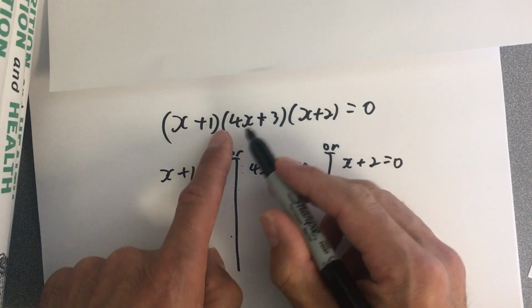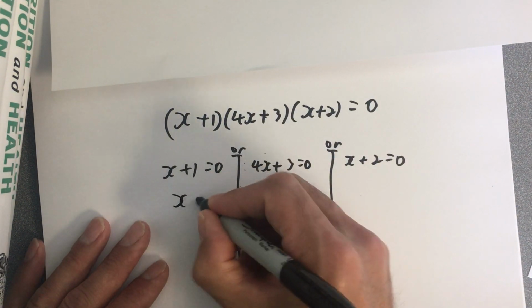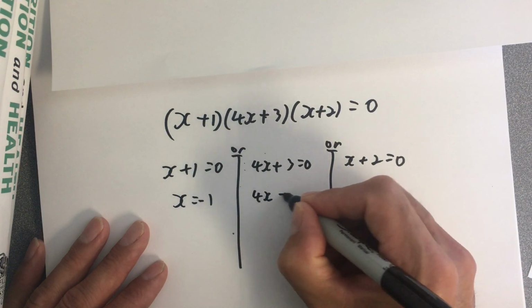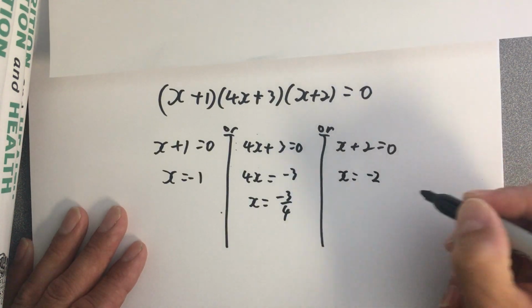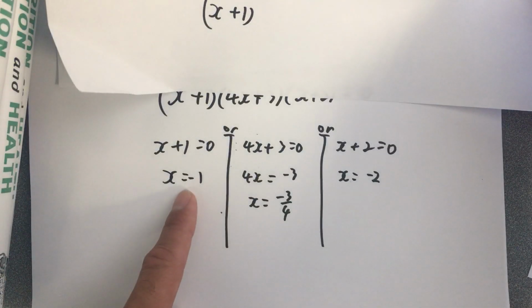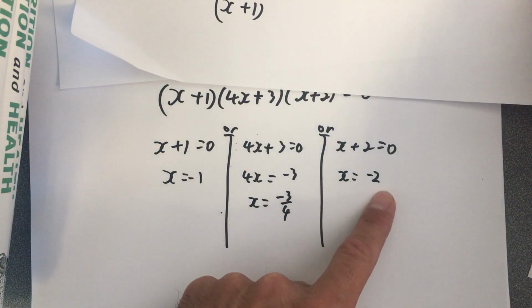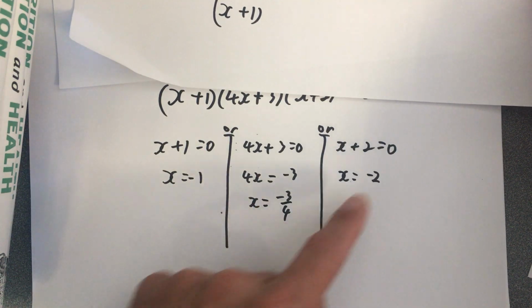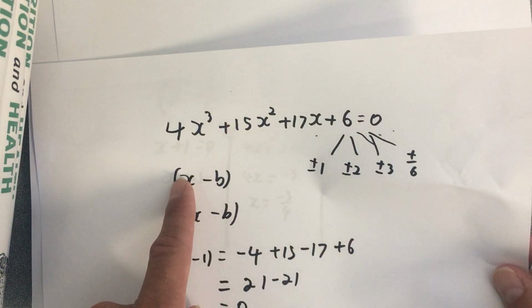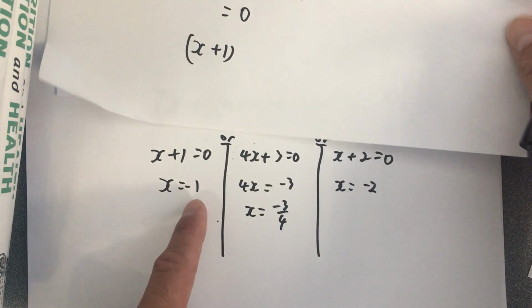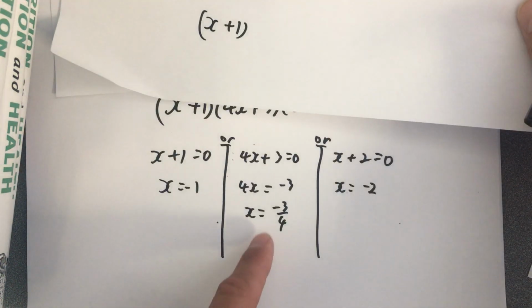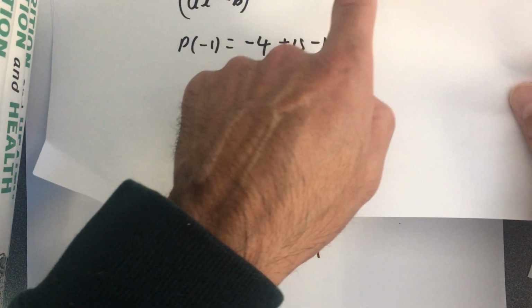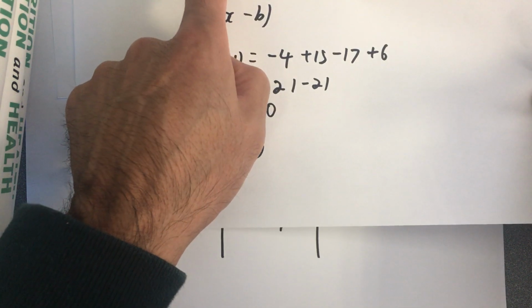I like doing this when one equation splits into several. So x is negative 1, or 4x is negative 3, making x negative 3 over 4, or x is negative 2. So the three solutions to this are x is negative 1, x is negative 3 over 4, or x is negative 2. You could verify that by plugging any of these values in for x, and you'll see the whole thing turn into 0. Notice our roots, negative 1, negative 2, are factors of 6, and also 3 is a factor of 6, and 4 is a factor of 4.